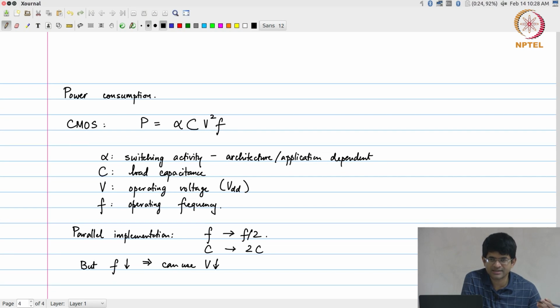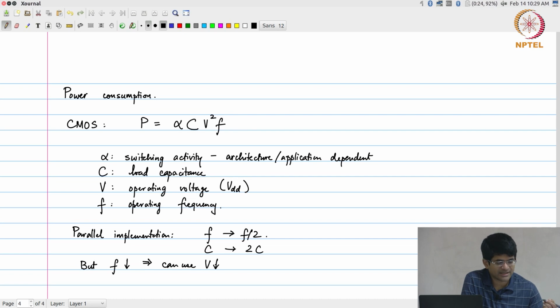The capacitance in the case of a parallel implementation has doubled. The operating frequency can be made half of what it was originally. And what that means is, if I want to operate something at a lower frequency, it means I have a longer duration for the time period. It may be possible to reduce my operating supply voltage.